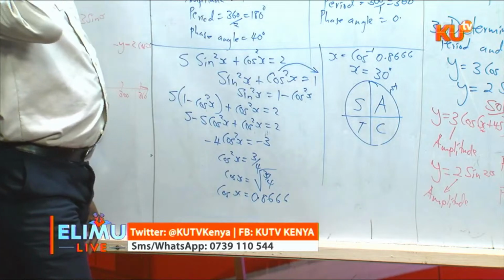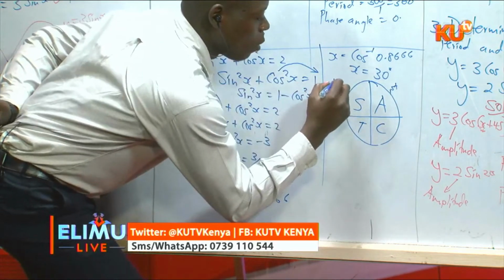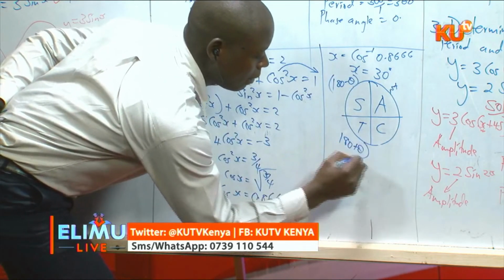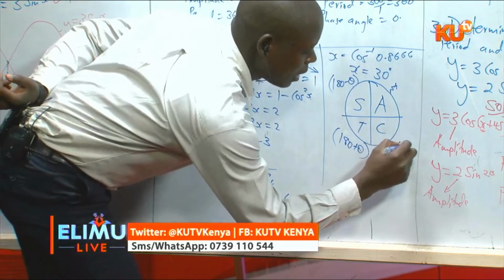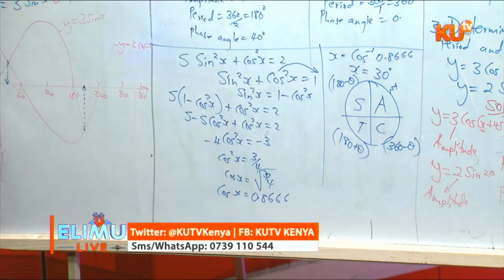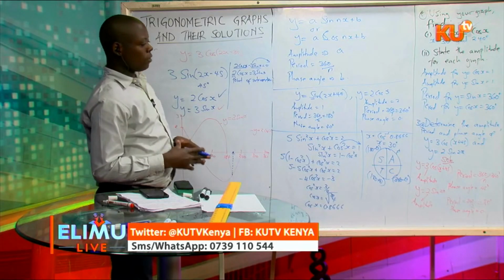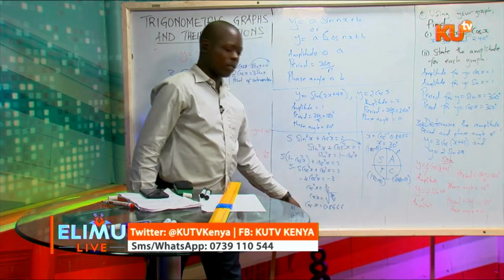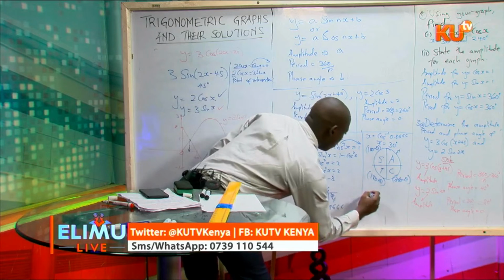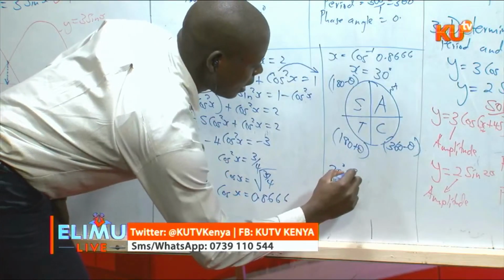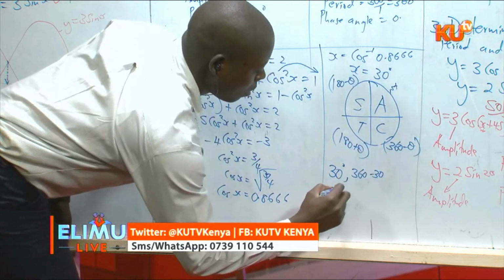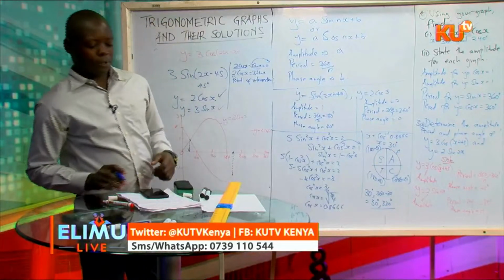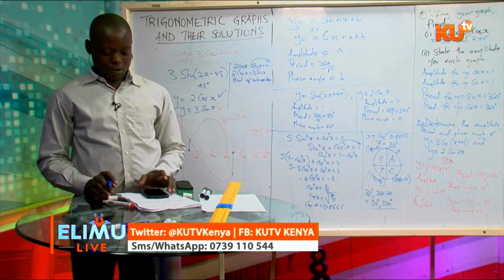So how do we get the value of x in the second quadrant? 180 less theta. Third quadrant, 180 add theta. Fourth quadrant, 360 less theta. That's how we get the values. So we will be able to get the values in the first and fourth quadrants, not in the second and the third, because we are having cos. So it means the angles will be 30 degrees and 360 minus 30, that is 330. So Emmanuel, those are the solutions for x that will satisfy that equation.